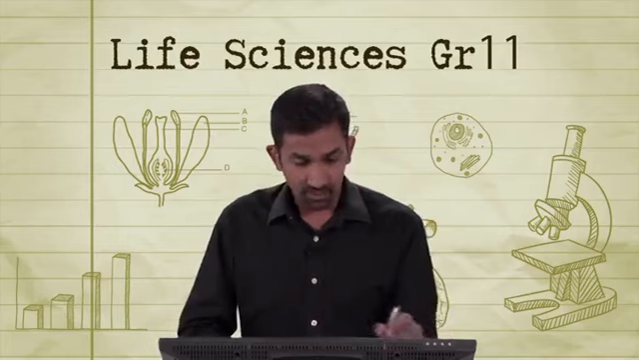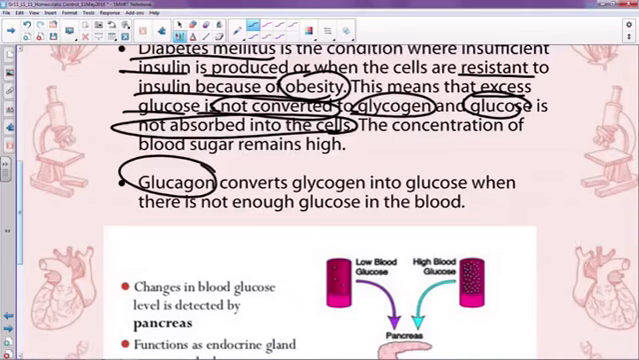And as I discussed, the other hormone is glucagon, and glucagon converts glycogen to glucose when there is not enough glucose.